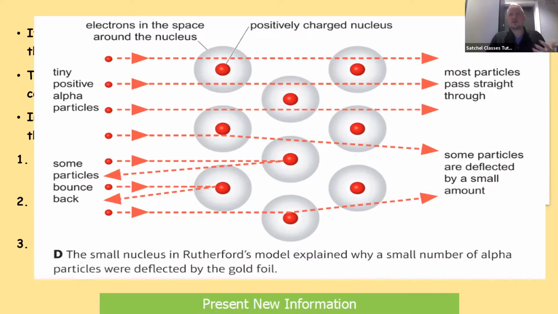Now, we talk about it being dense and heavy. In the sense of it meeting an alpha particle, it was. Gold has a really dense nucleus compared to an alpha particle, which essentially only has a mass of 4.